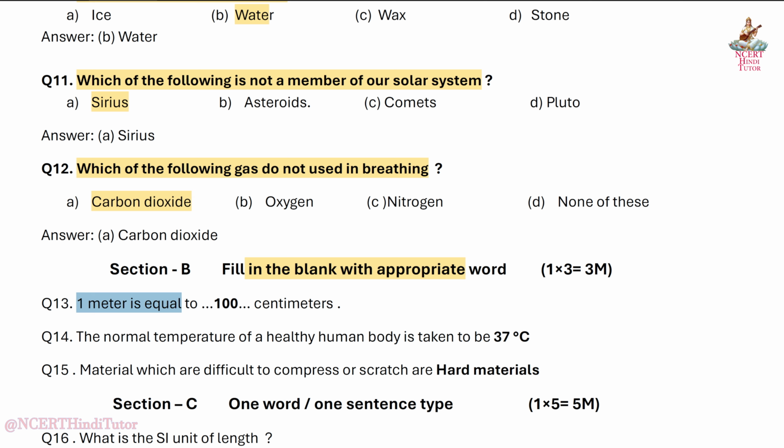Question 13, 1 meter is equal to 100 centimeters. Question 14, the normal temperature of a healthy human body is taken to be 37 degrees Celsius. Question 15, materials which are difficult to compress or scratch are hard materials.